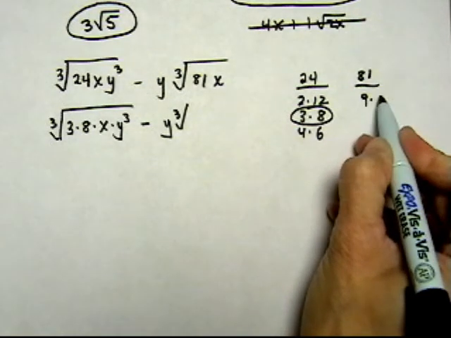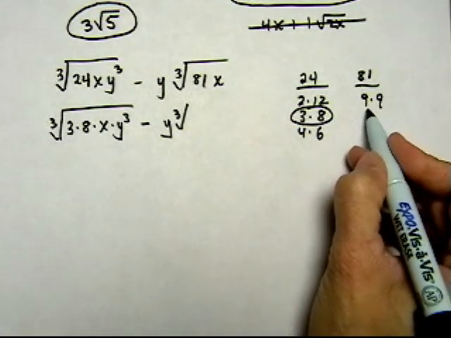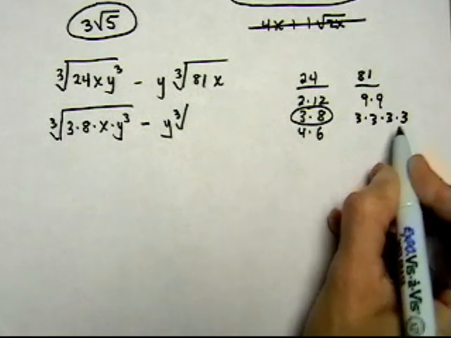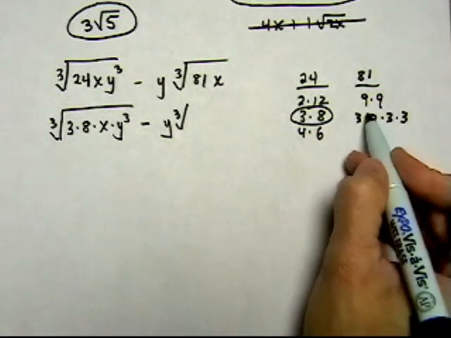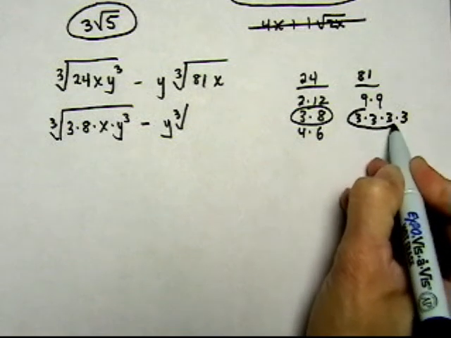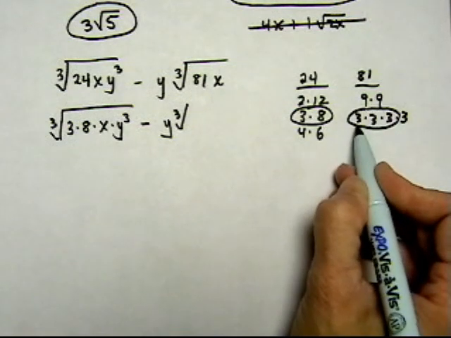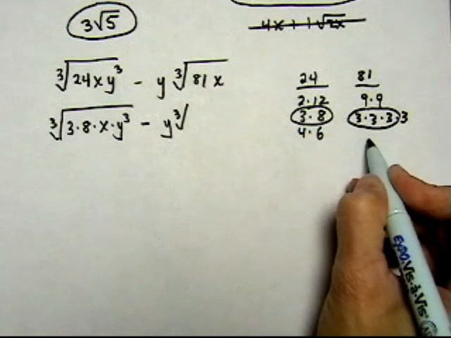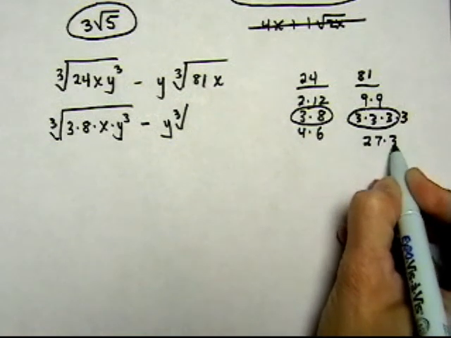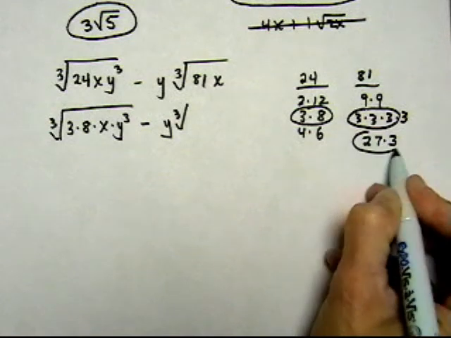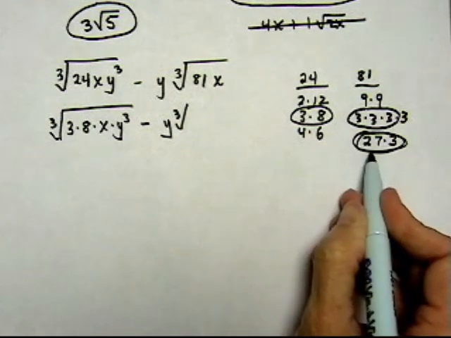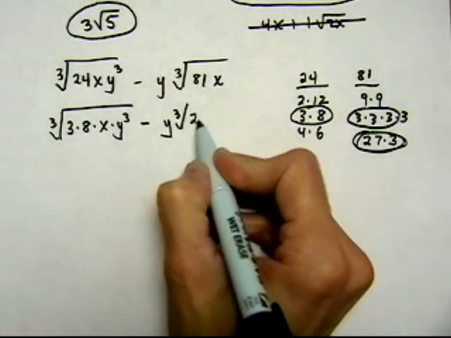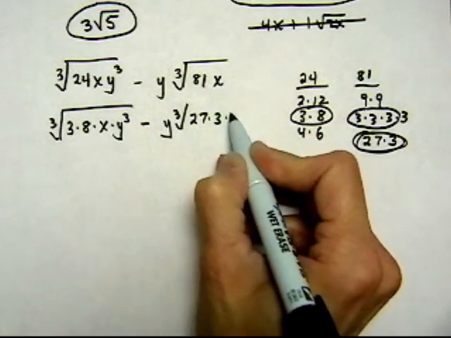Now 81 is 9 times 9, and 9 times 9, well, that would be 3 times 3 times 3 times 3, and sometimes writing it out like that completely factored can help you find where the perfect cube is. So if I have 3 of any number multiplied by itself, that's going to be a perfect cube. So 27 times 3 is what I want to use inside my root, because I know that 27 is a perfect cube. So 27 times 3, and then bring down the x.